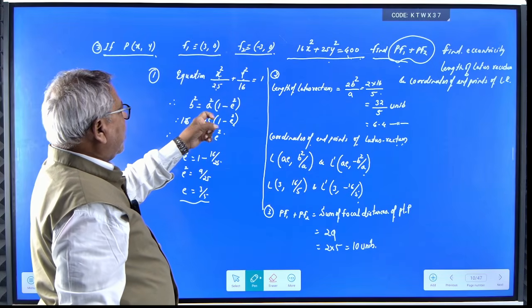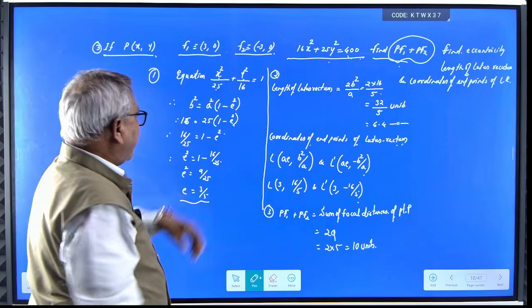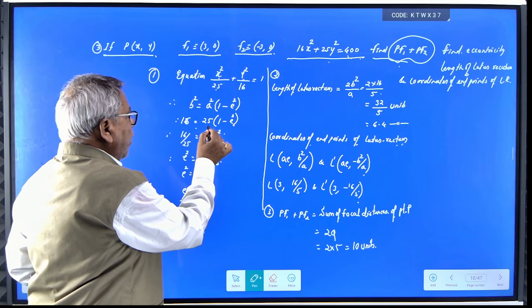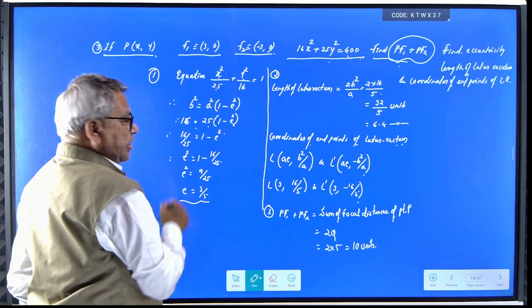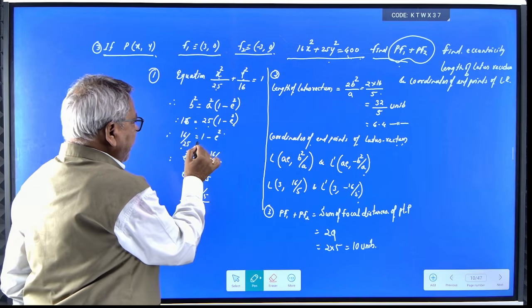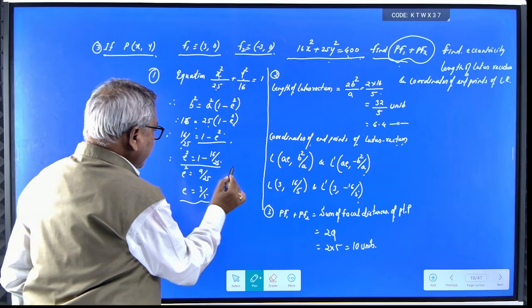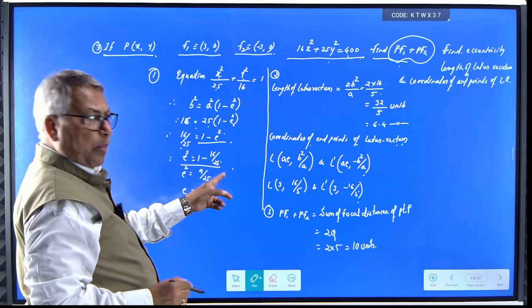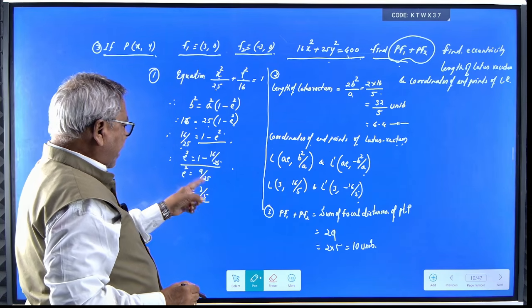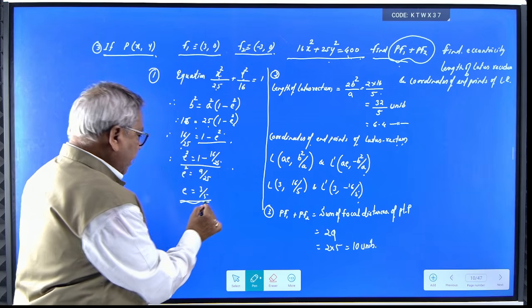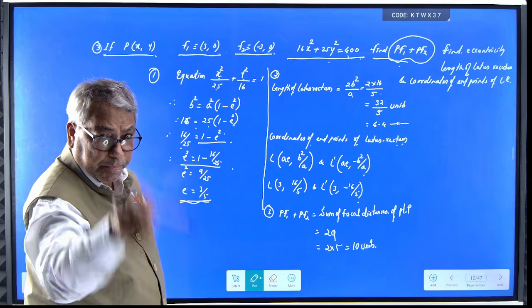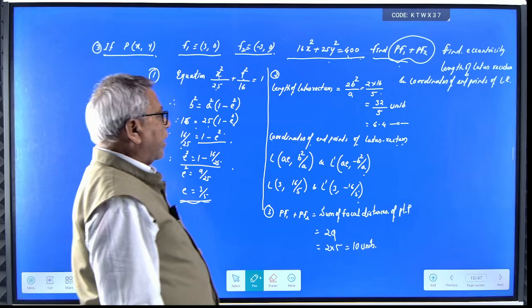Since b square is equal to a square into bracket 1 minus e square, 16 is equal to 25 into bracket 1 minus e square. So 16 upon 25 equal to 1 minus e square. So e square is equal to 1 minus 16 upon 25, so e square is equal to 9 upon 25. E is equal to 3 upon 5, only positive. It's a ratio, right?